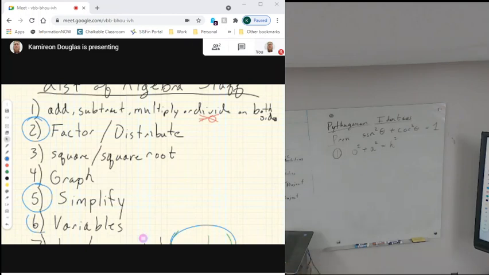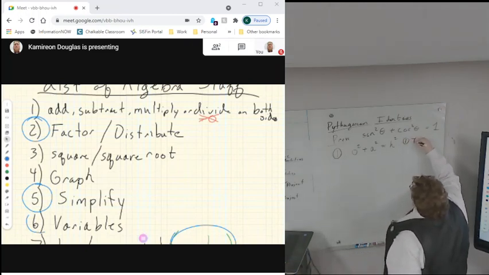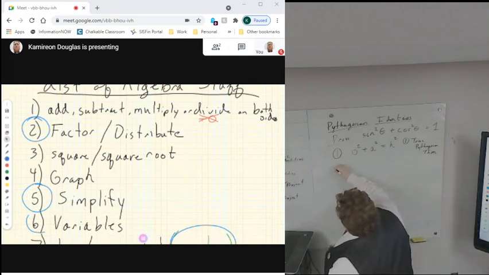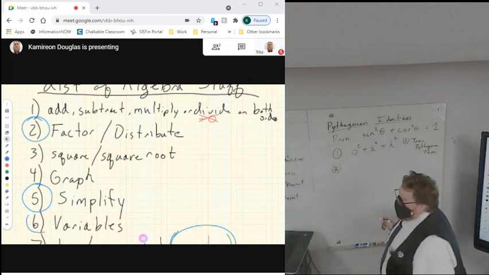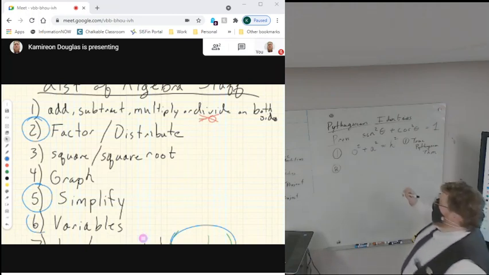So, first step. Step 1. We know this is true because of the Pythagorean theorem. Step 2. I'm going to do something very unique. I'm going to divide both sides by a number. The number I'm going to choose is not 3, it's not 5, it's not -6, it's not -4/3. It is h squared.